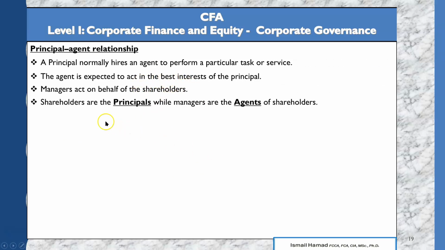This is the conflict. Shareholders are principal and managers are agent, as we said, and this is called the agency theory. The agency theory, as far as I can remember, came out in 1976 by a research paper written by Professor Jensen and Professor Meckling. Very famous paper. And it is not only about that, the agency theory. There is something called the agency problem.